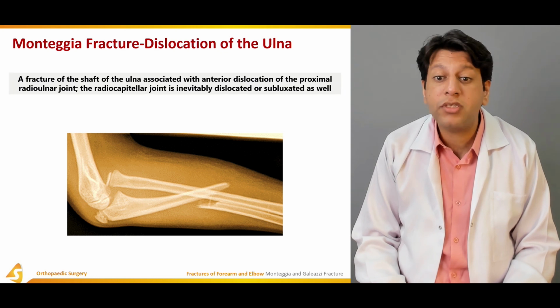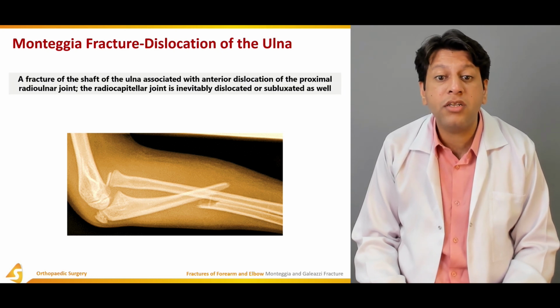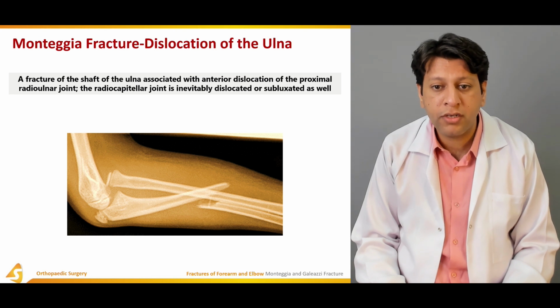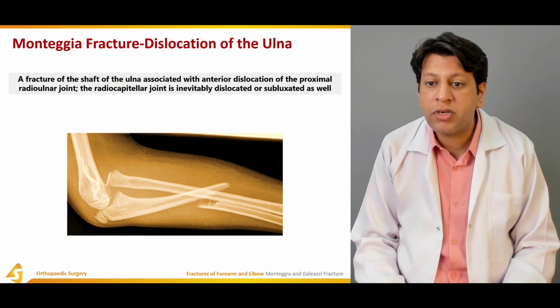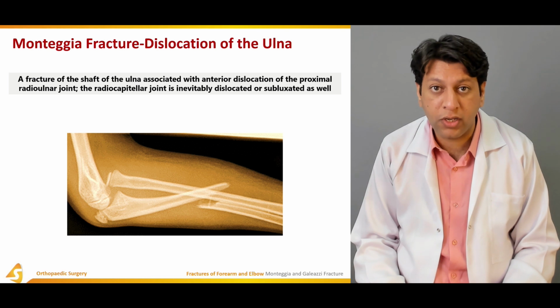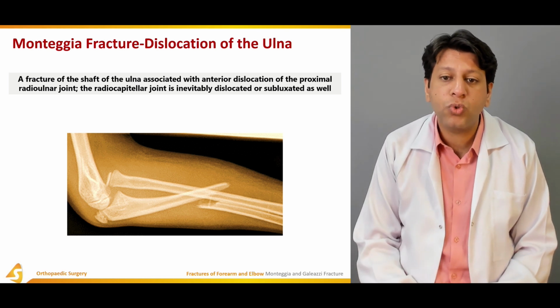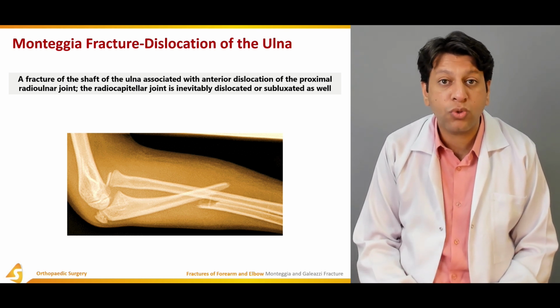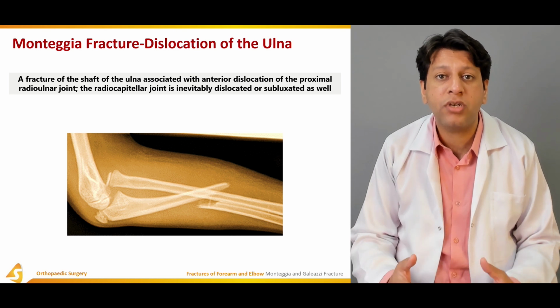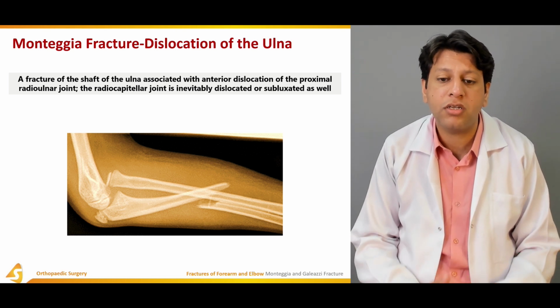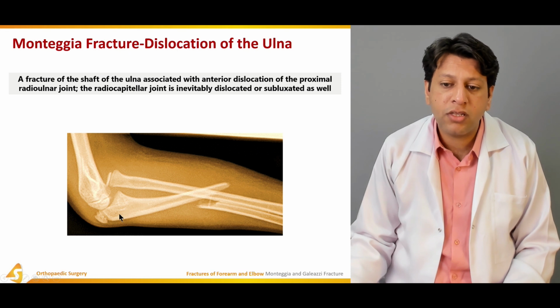A fracture of the shaft of the ulna associated with anterior dislocation of the proximal radial joint. The radiocapitular joint is inevitably dislocated or subluxed as well. The important point is that most commonly it's an anterior dislocation, and it is divided into 4 subtypes. Type 1 is anterior dislocation. If you see over here, this is a fracture of the proximal third of the ulna with anterior dislocation.